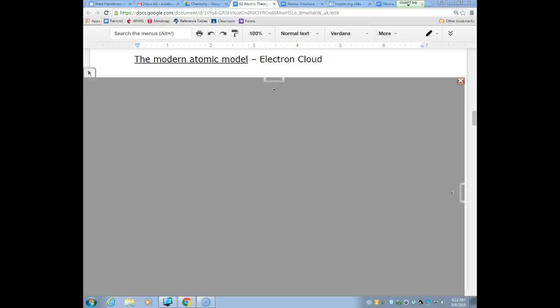So instead of them being in those little circles like in the Bohr model, where he thought the electrons went around the nucleus like trains on a track or like the solar system, it's a little more fuzzy than that. So we go with the electron cloud, and it deals with areas of probability. We can only tell the most probable region for an electron, not exactly where it is.